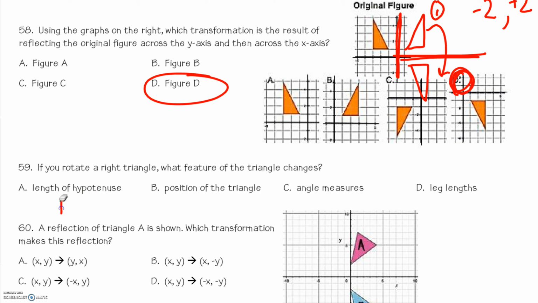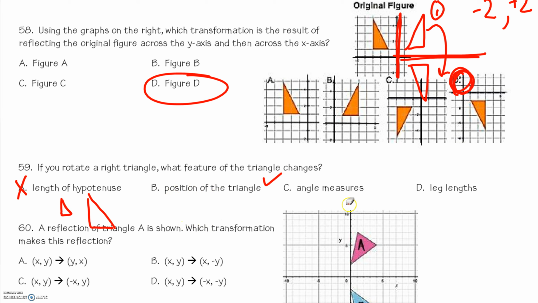So if you were to take this right triangle and rotate it, if the hypotenuse changes, that means it either has to get bigger or smaller. Well, that's changing the size. That's out. Rotations don't change size. The position of the triangle, well, that's definitely happening, right? Because you're rotating it, you're moving it.